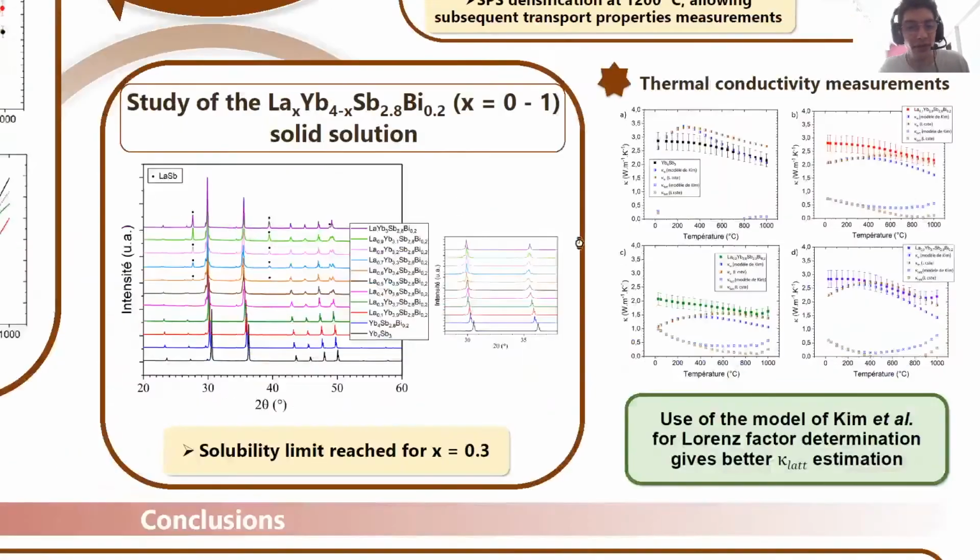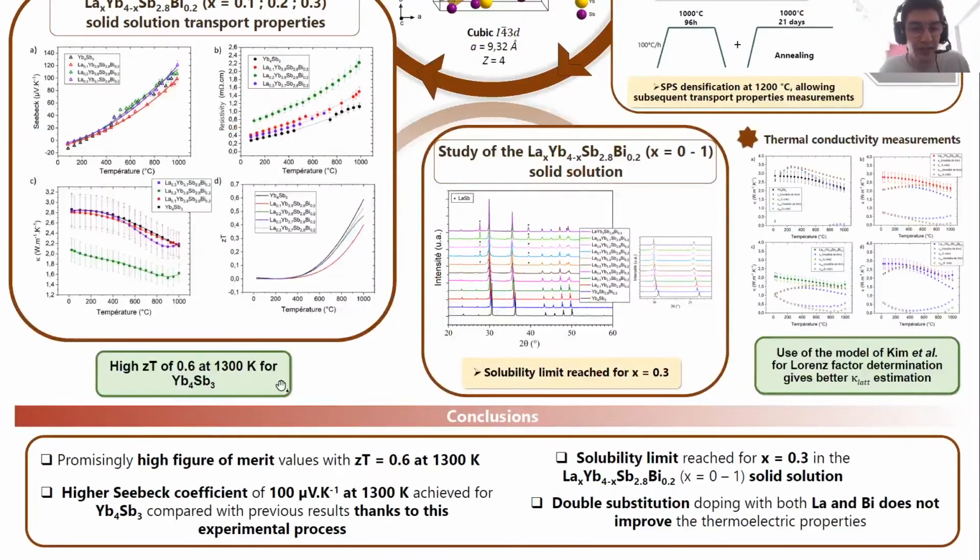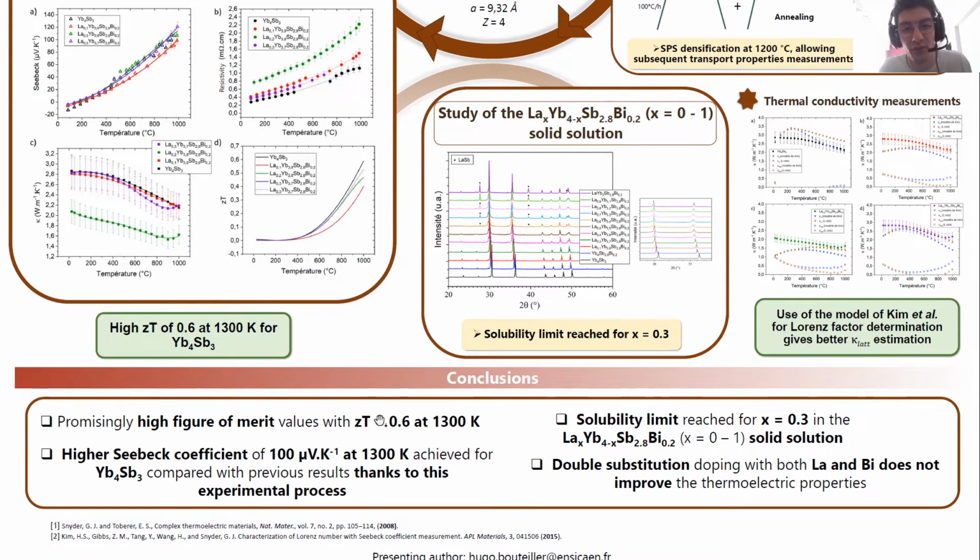So to conclude this work, overall I obtained a higher figure of merit than the previous work, with a ZT of 0.6 at more than 1300 kelvins. So this is really interesting to see that we have a high performance thermoelectric material, and that can surely be improved with further doping. The high figure of merit is caused by a high Seebeck coefficient of 100 microvolts per kelvin at 1300 kelvins for the mother material, and this is significantly higher than the previous work that was done before.